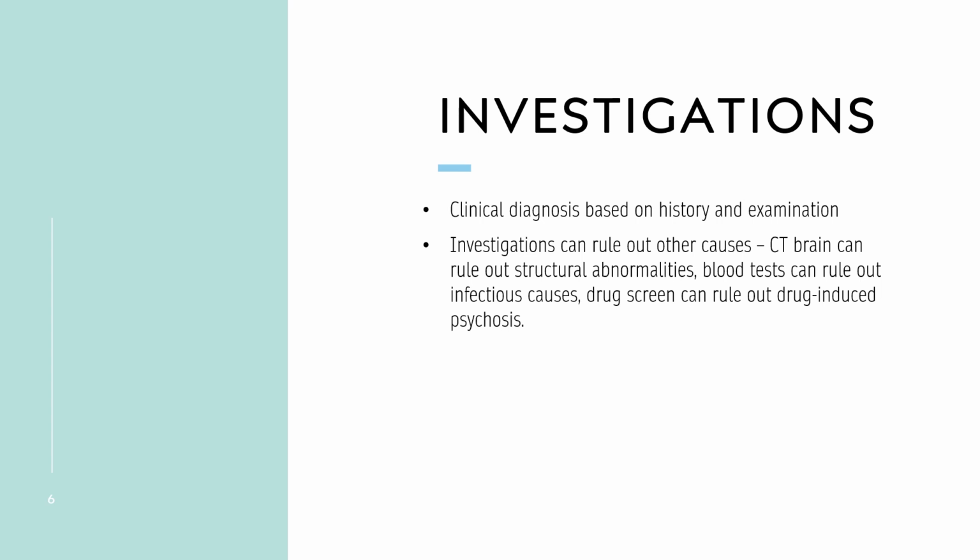So you might do these investigations like imaging and blood tests in order to rule out other causes. But normally the diagnosis of schizophrenia will be based on taking the history from the patient and doing a sort of cognitive exam.